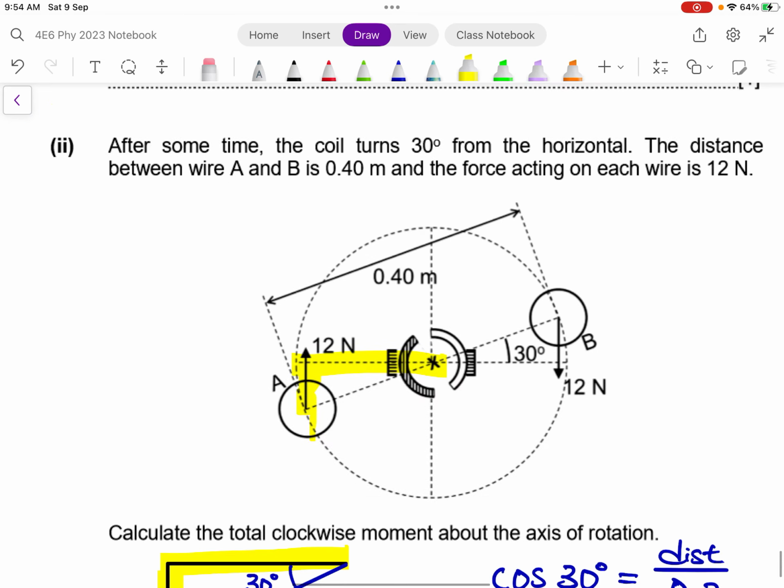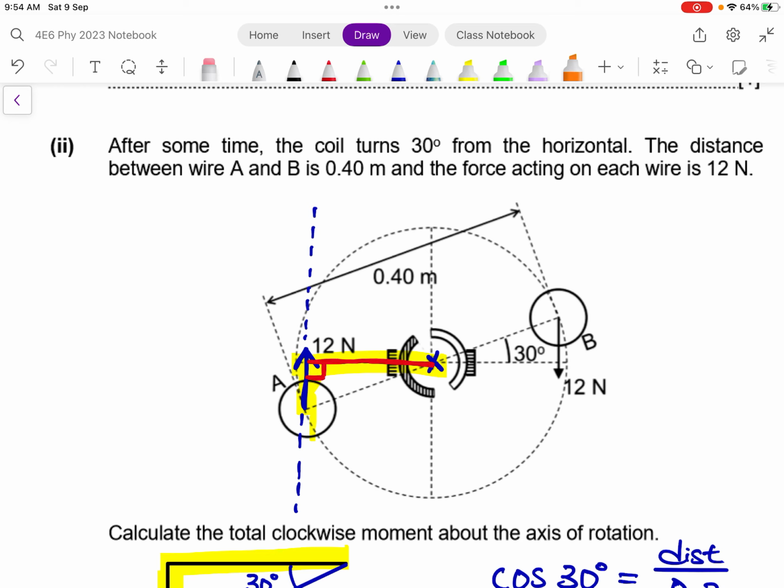Then part 2 is about calculation of moment, but because it is in section B, I have to throw in a bit of a curveball. I didn't give you the perpendicular distance per se. So what is the perpendicular distance? If you look at this particular force, the line of action of this force is this dotted line. The pivot is here. So the perpendicular distance is between the pivot and the line of action of the force.